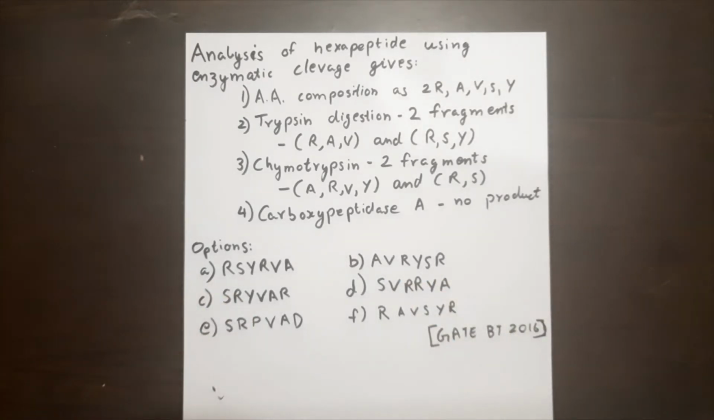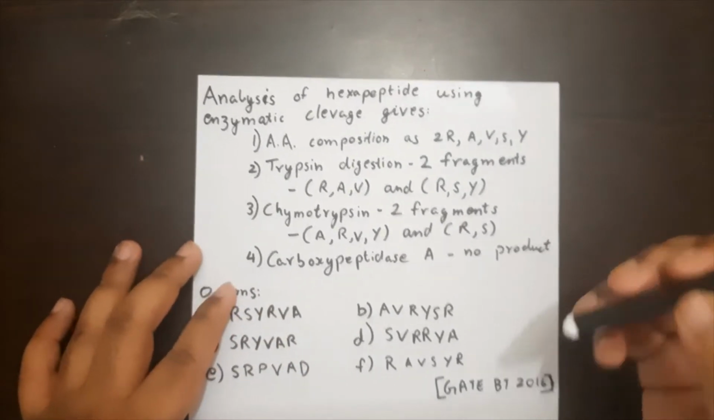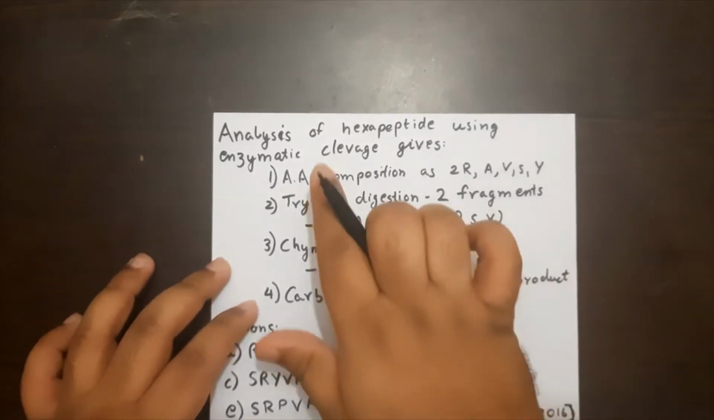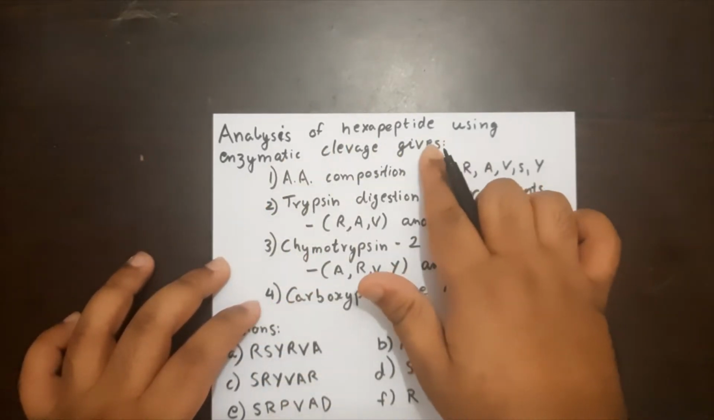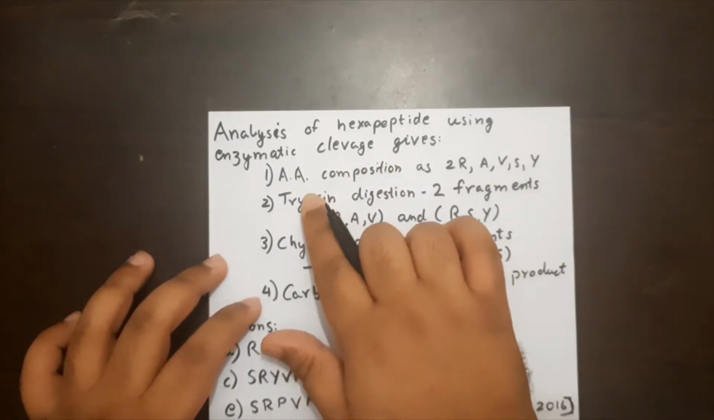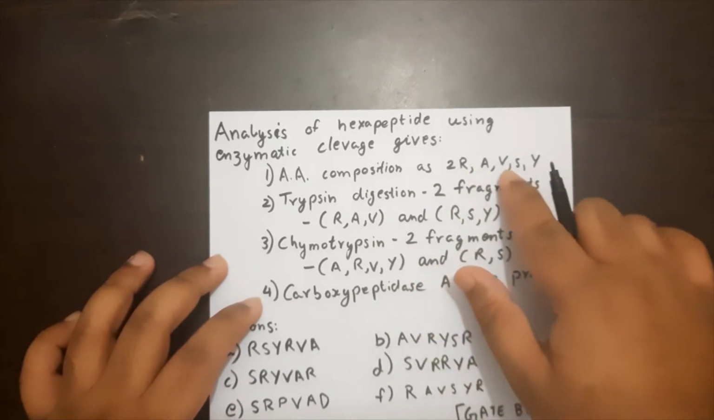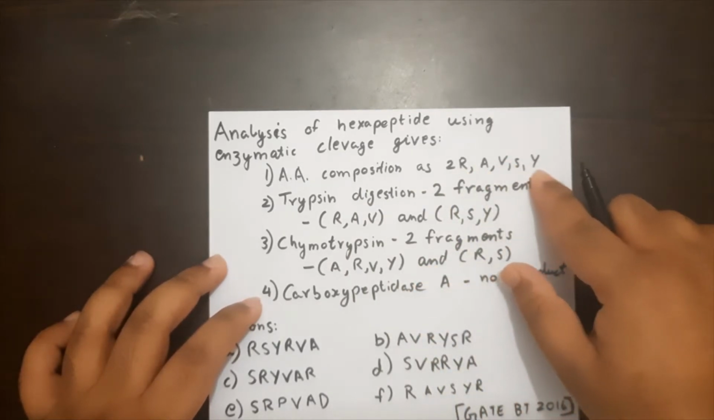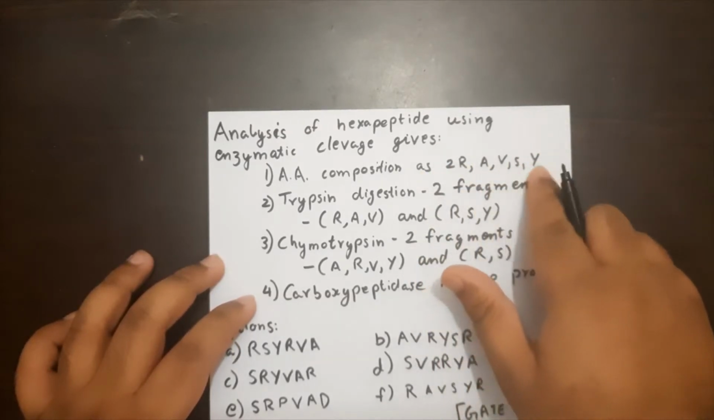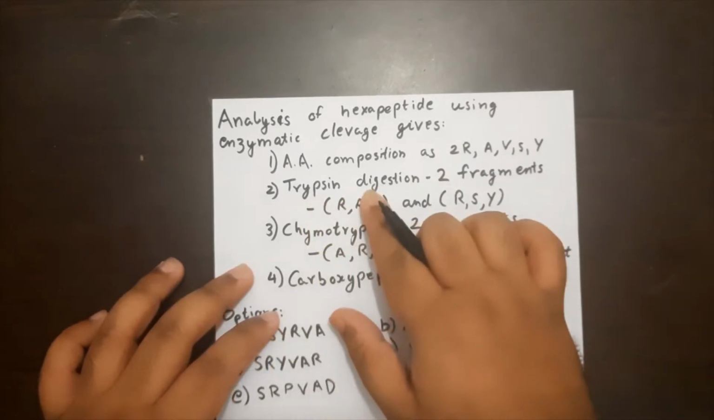So now getting on with the question. This is a GATE biotechnology question for 2 marks and it has negative marks associated with it. What the question says is that analysis of a hexapeptide with enzymatic cleavage gives the following results. The amino acid composition is 2R, that is 2 arginine, alanine, valine, serine and tyrosine. So this is the amino acid composition and there are 6 amino acids. Then second, they did trypsin digestion.